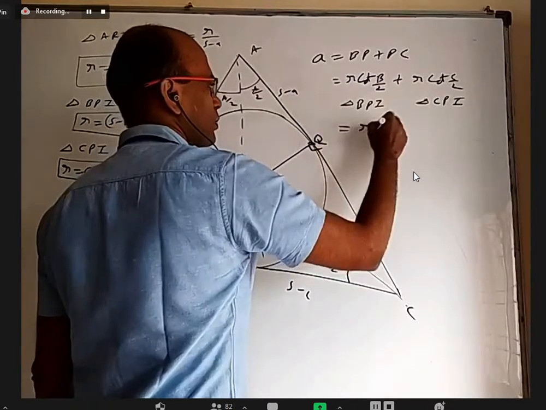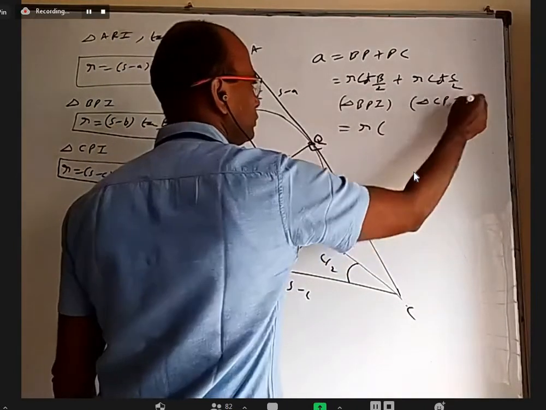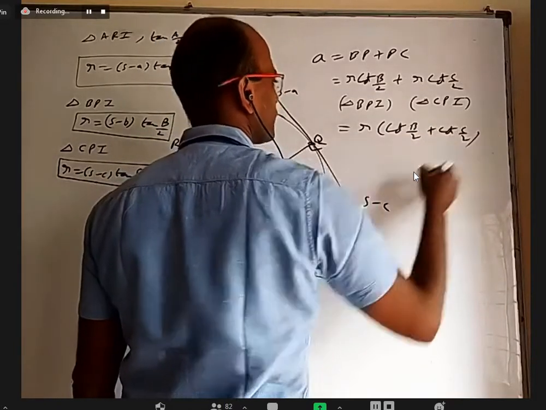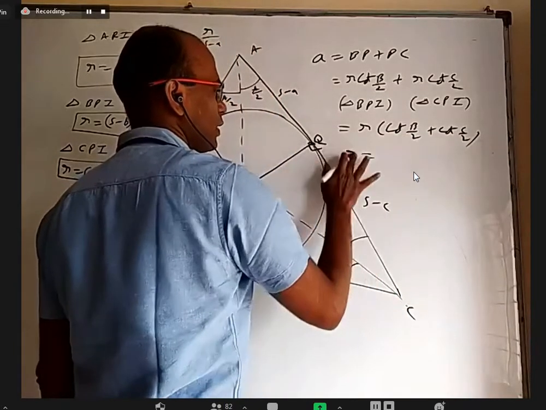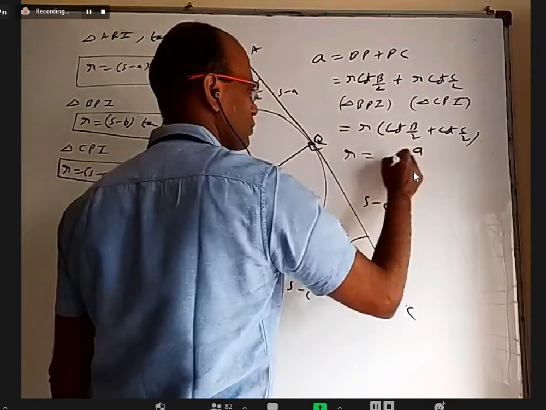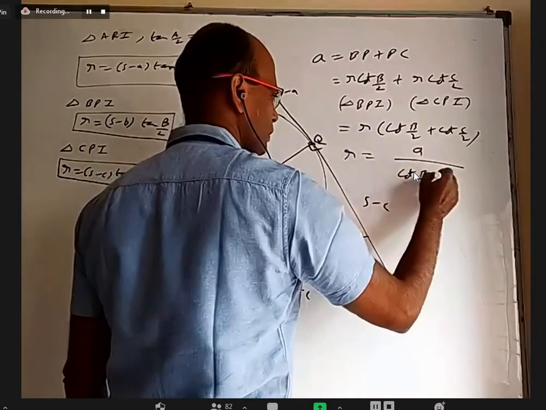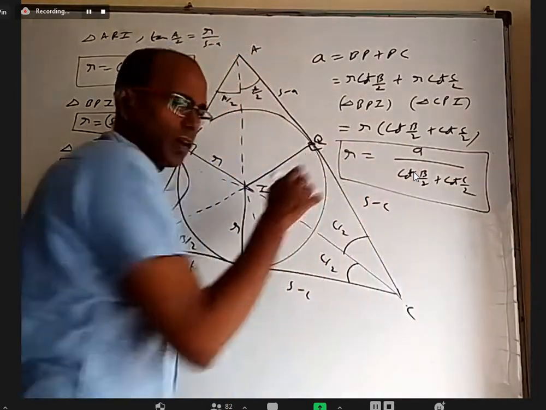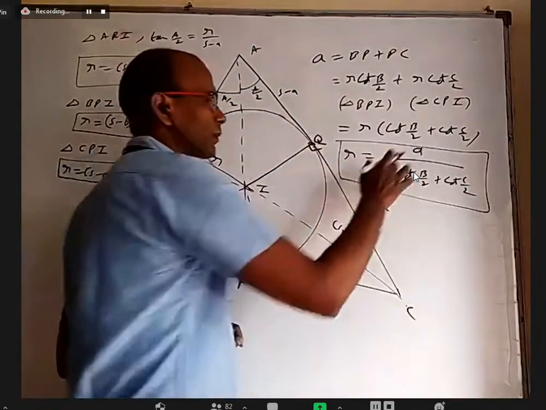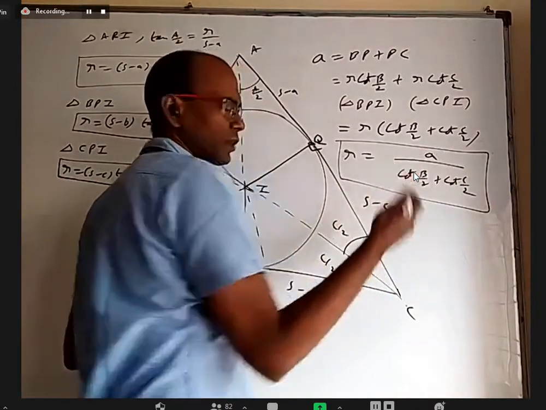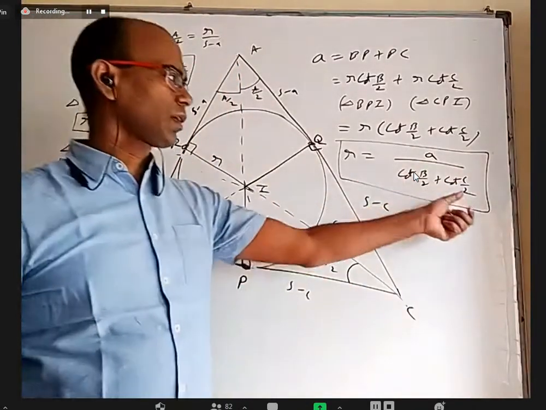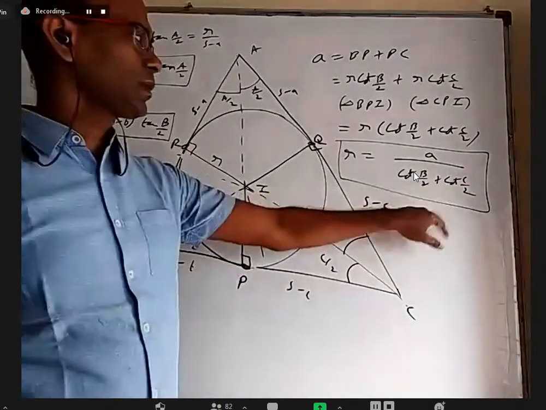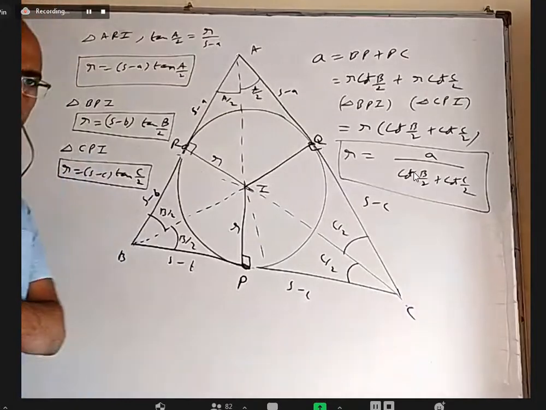I can take r common. We'll get cot B by 2 plus cot C by 2, and bring it down. You'll get r equal to a by (cot B by 2 plus cot C by 2). This is also a formula, but we don't use that often. If they use it, we don't have to remember it as such. We can derive it: cot B by 2 and cot C by 2 formulas can be used as s into s minus b by delta, s into s minus c by delta. Simplify, and it will come.